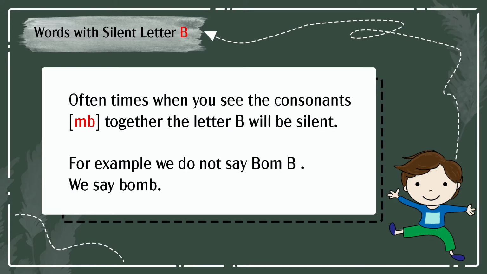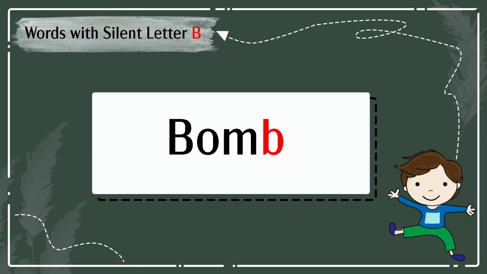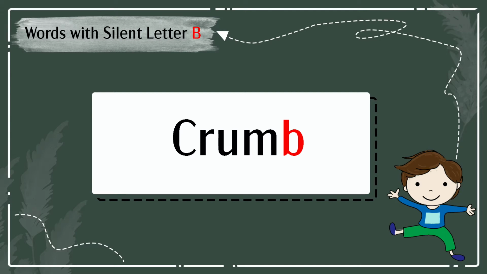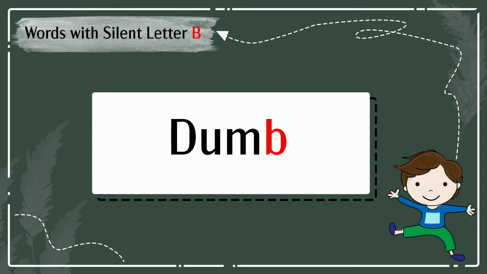Words with silent B. Oftentimes when you see the consonants MB together, the letter B will be silent. For example, we do not say bomb with a B sound, we say bomb. Bomb. Climb. Comb. Crumb. Dumb.